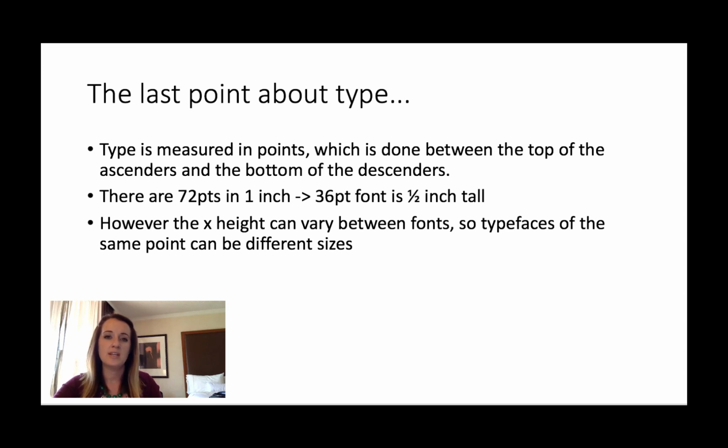However, what you need to know is just because a font is 36 point in one font and it's 36 point in another font doesn't necessarily mean they're going to be the same size. And that's because fonts have different X heights. So while it may measure the same from the top of the ascender to the descender, the general font will feel and look a different size because of the X height. And so I'm going to illustrate that in my next slide.